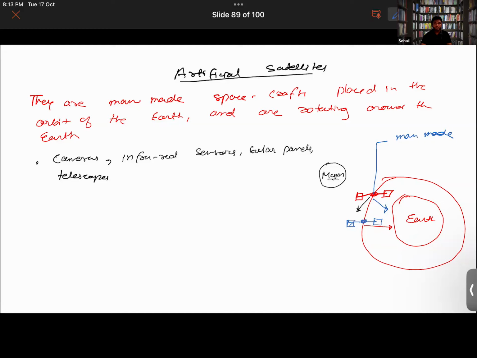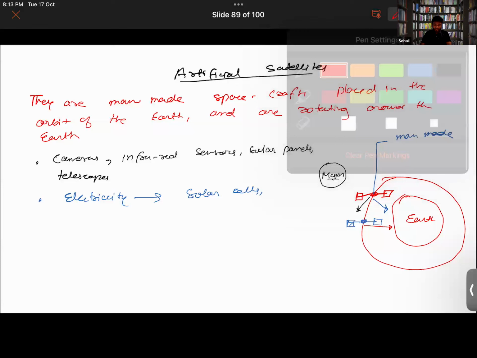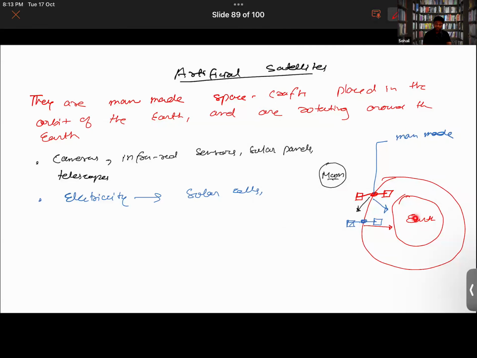So the electricity is required to keep all these instruments operational. Where does it come from? As you said, it comes from solar cells or solar panels in it. Then, the information that is coming from the satellite to the Earth, do we have some wire connection between the satellites and Earth? No. There is no physical contact with the object.